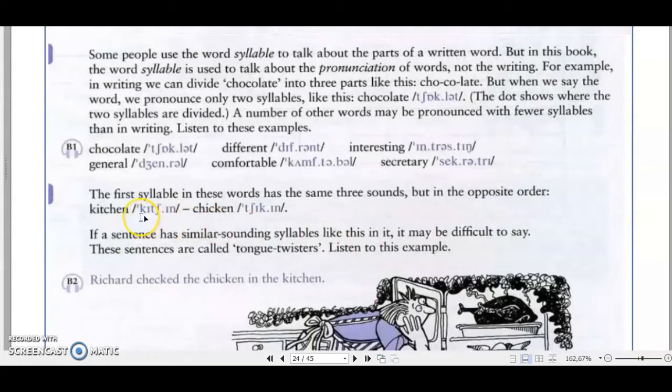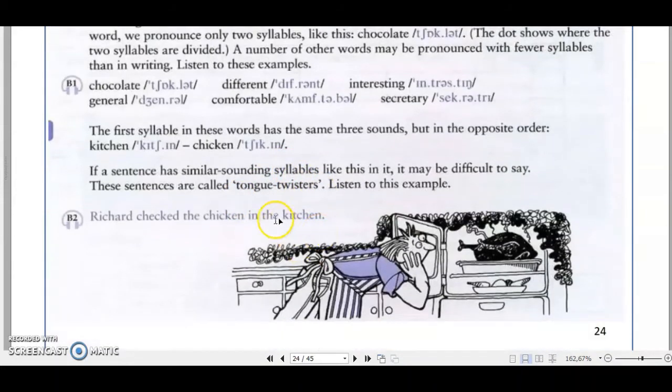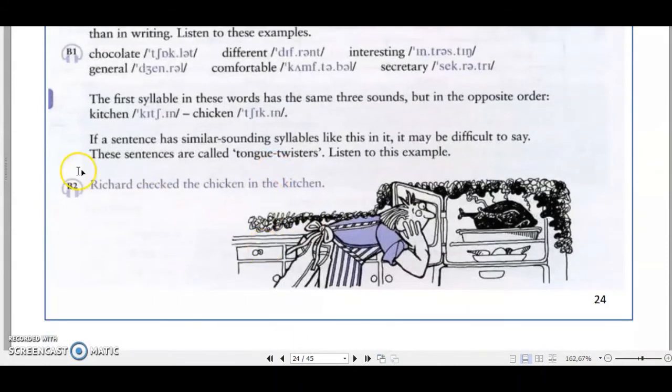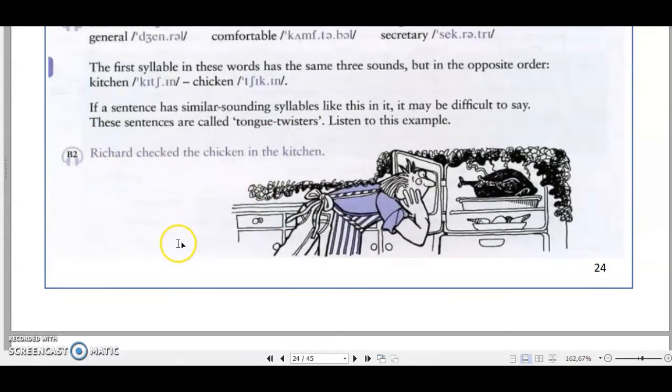For example, kitchen, chicken. You see? If a sentence has similar sounds like this one, it may be difficult to say, and these sentences are called tongue twisters. Okay? So Rachel checked chicken in the kitchen. Rachel checked chicken in the kitchen. Let's say it. Rachel checked chicken in the kitchen.